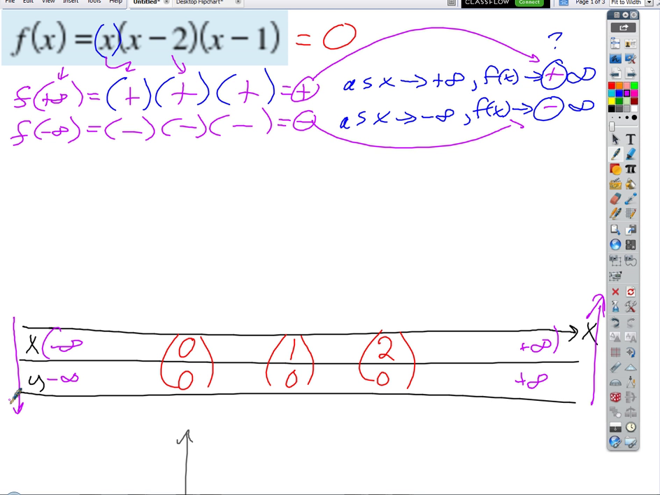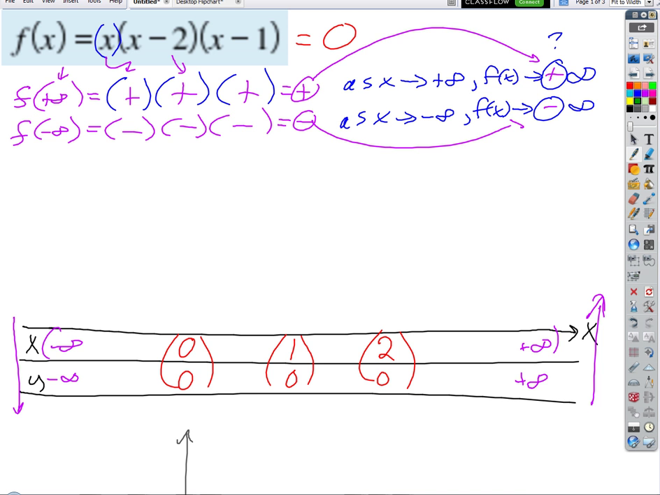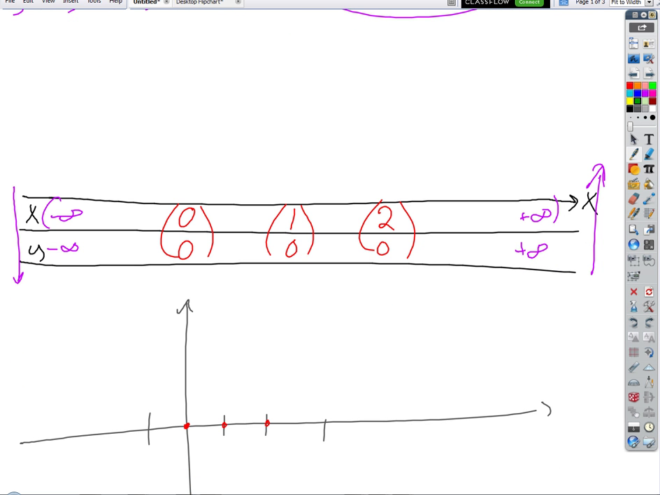Now, all we need to know is what's happening between the x-intercepts. Is it turning around above the x-axis or turning around below the x-axis? That's it. So how would we find that? What are we going to do? Yeah, pick some test points, some x values that are between the x-intercepts. So what's a number between 0 and 1? Yeah, 0.5 or 1/2. So let's do 1/2. And between 1 and 2? 1.5. We can write it as a decimal.